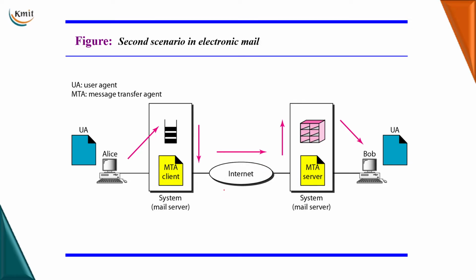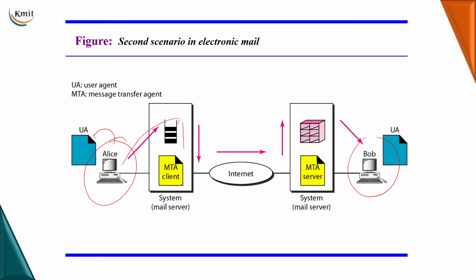In the second scenario, we are assuming that Alice and Bob are on different systems. They are not on the same system, they are connected over the internet on different systems. So when Alice would like to send a mail to Bob, Alice will make use of its user agent program to construct a mail, and that is stored in a queue, where a queue will maintain a list of mails that have to be sent.